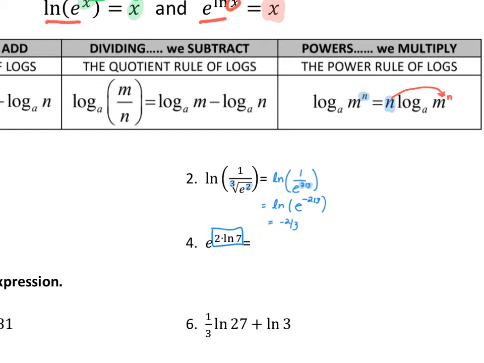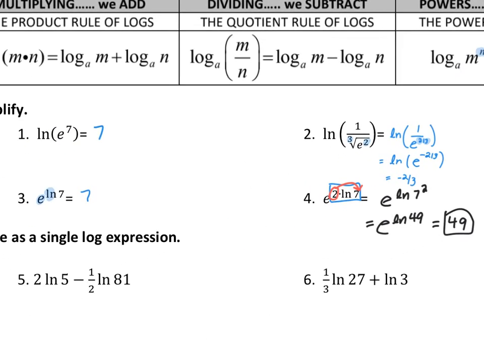So I can just shift that from multiplying out in front to becoming the exponent. So that's what I'm going to apply in number 4. So that 2 that I'm multiplying out in front is going to become the exponent of the 7. And now this is going to work exactly like number 3 worked. So if I have e raised to the ln of 49, my answer will just be 49.